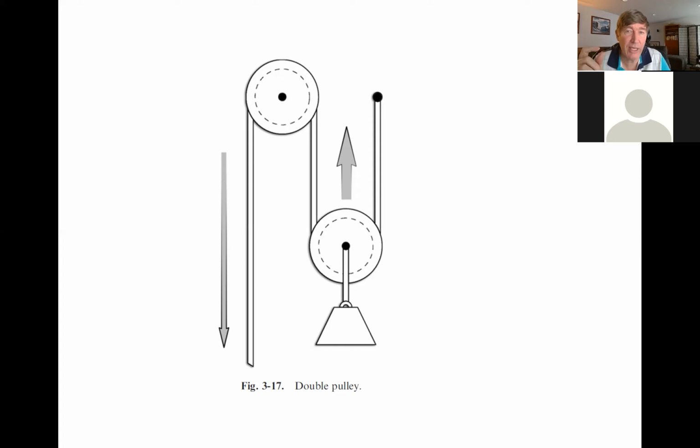So remember this and you will never go wrong. The first thing you need to do is look at where the weight is that we're trying to lift. So this is the weight that we're trying to lift. Then we draw a box around the pulley that is connected to the weight. Like this. So in our mind, we've drawn this box.